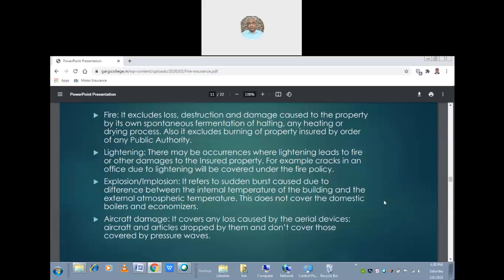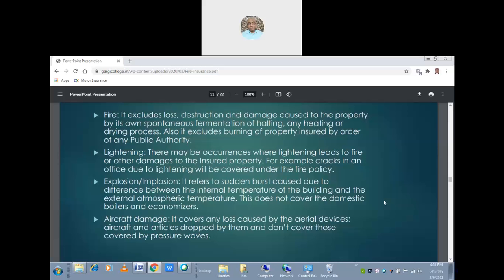Lightning is covered under fire insurance. Next, explosions or implosions. It refers to the sudden burst caused due to the difference between the internal temperature of the building and the external atmospheric temperature. This does not cover the domestic boilers and economizers. Explosions and implosions are covered, but it does not cover domestic boilers or economizers.